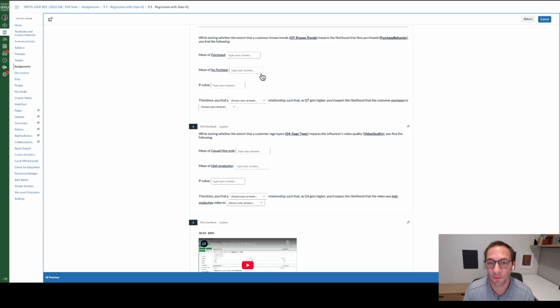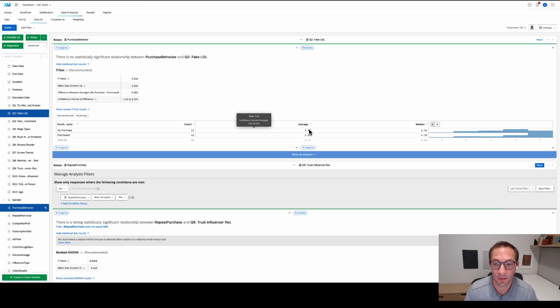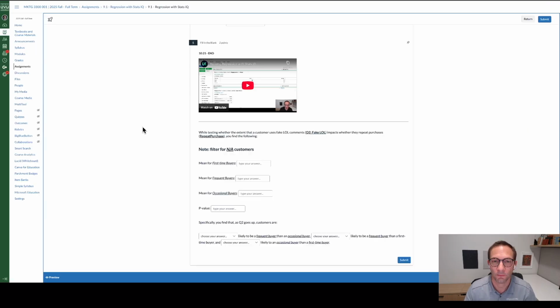So you're putting in the averages, the p-value. You're saying whether it's significant or not, or marginally significant, and then you're writing whether or not it increases the likelihood of purchase as your input gets higher. All right. So if it's higher here for purchase and the p-value is significant, then as your input gets higher, it's more likely to purchase than not purchase.